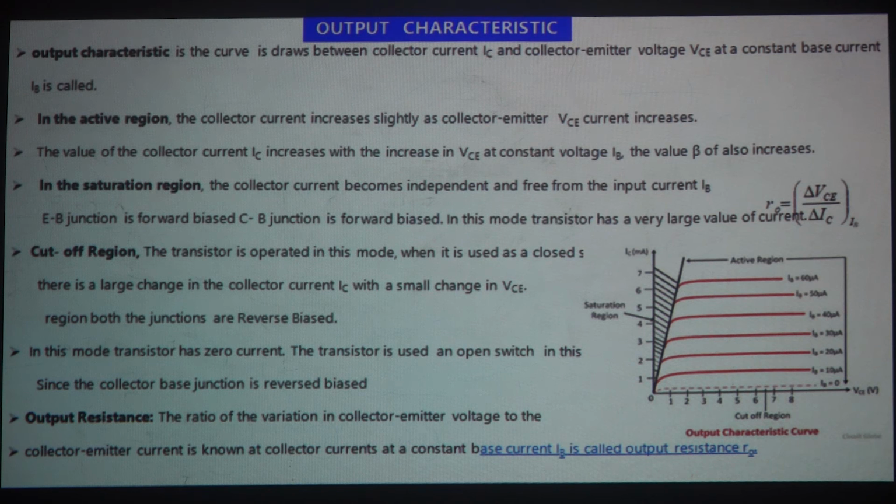Now the last one is output resistance. In the case of the output characteristic, as you saw for the input resistance, the output resistance is the ratio of the variation in the collector emitter voltage to the variation in the collector current. So the output resistance RO is equal to delta VCE divided by delta IC, keeping IB constant. So that is the output characteristic of a transistor.